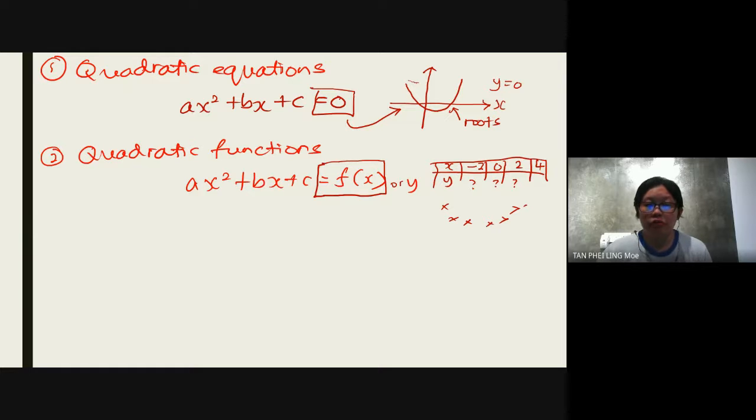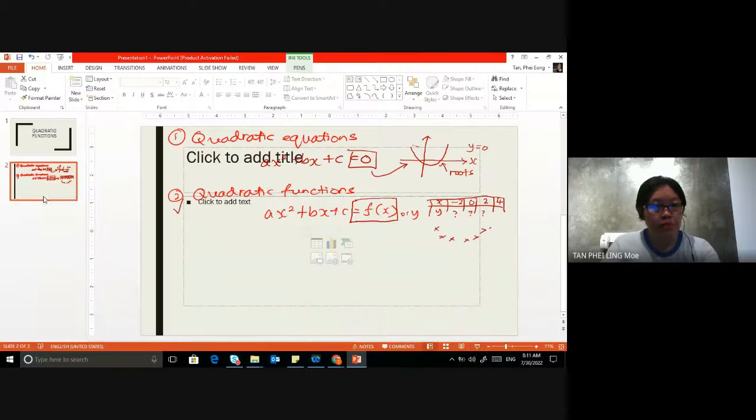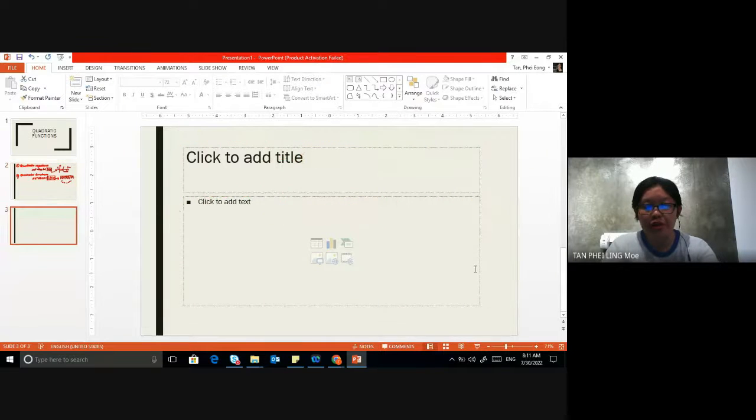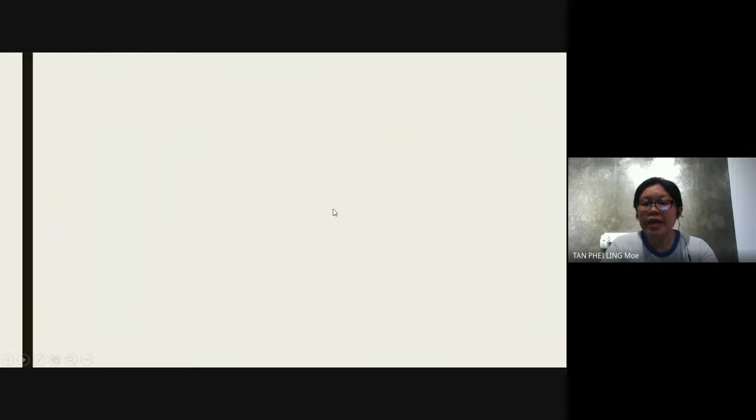Today we will mainly focus on quadratic function. So this is our topic today. Quadratic function, we start from this general form already. Let me add a new slide. I want to go on with vertex form. Do you remember that when you learned quadratic equation, the very first part also, you learned vertex form? So what is vertex form? Can anybody tell me?